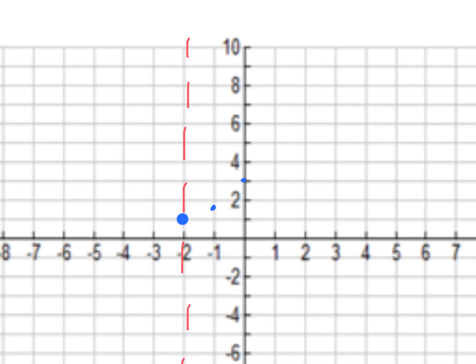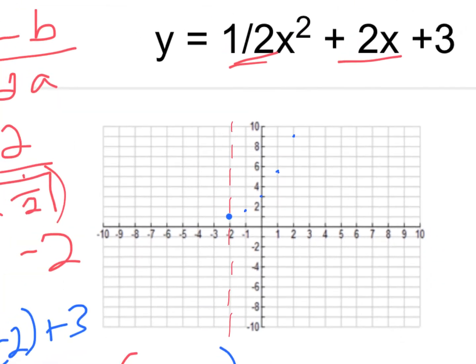Right 1 up 2 1/2. 1, 2 1/2. I'm doing a couple dots here. Right 1 up 3 1/2. 1, 2, 3 1/2. Okay, so right there. So there's my graph, or my spots.